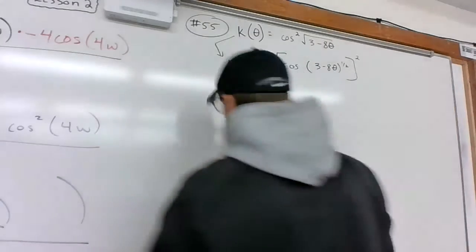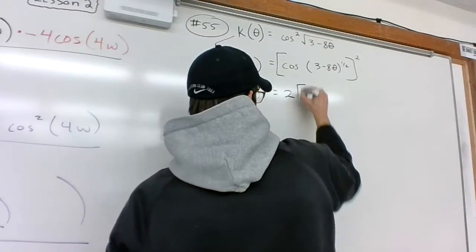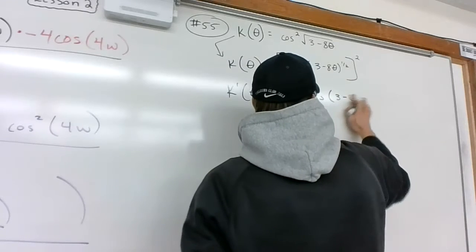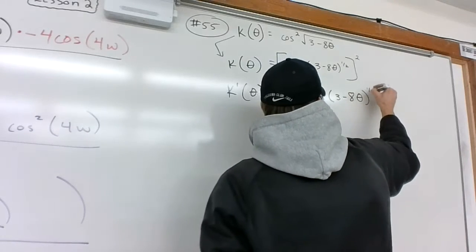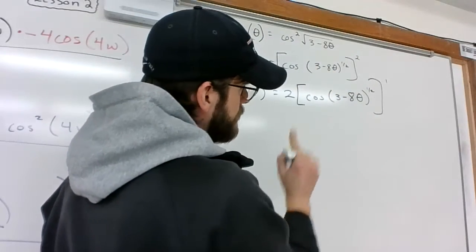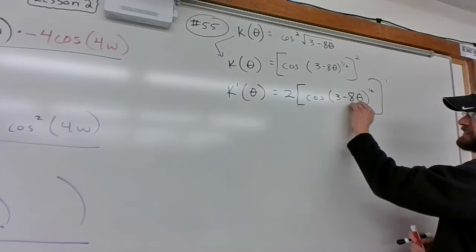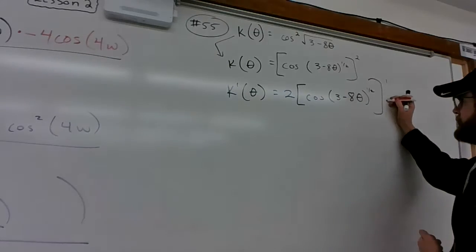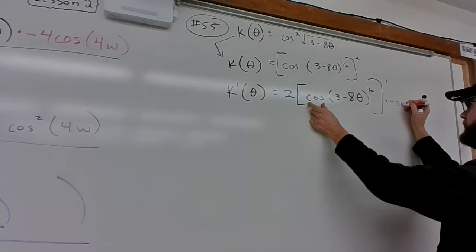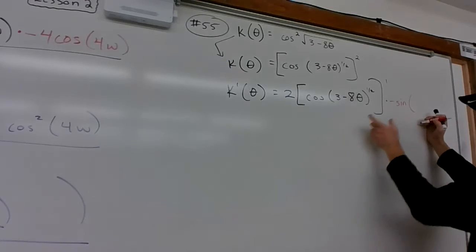So you bring the 2 down when you take its derivative. You rewrite that whole thing. Now it's to the 1 power. Then you take the derivative of cosine of 3 minus 8 theta to the half. So now we say you're just taking the derivative of cosine, which is negative sine, and you have to repeat this because that's what the angle of cosine is, so that's what the angle of your derivative is going to be.